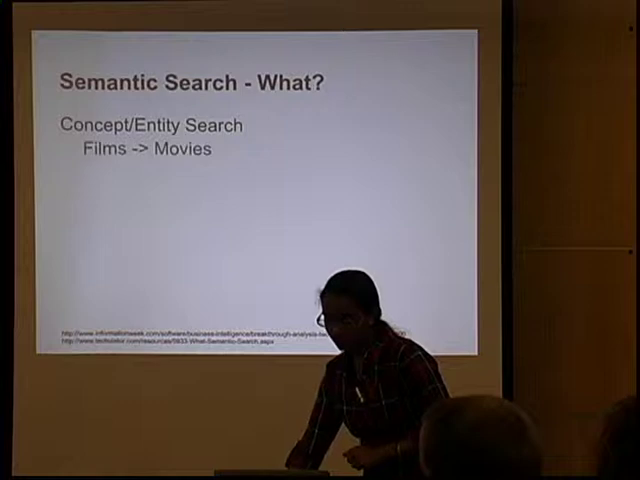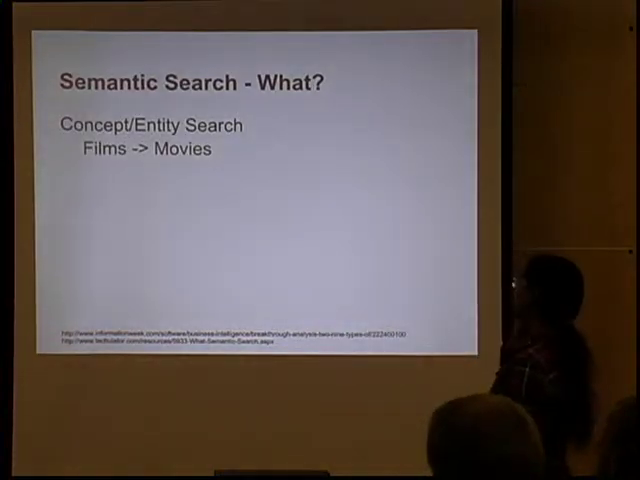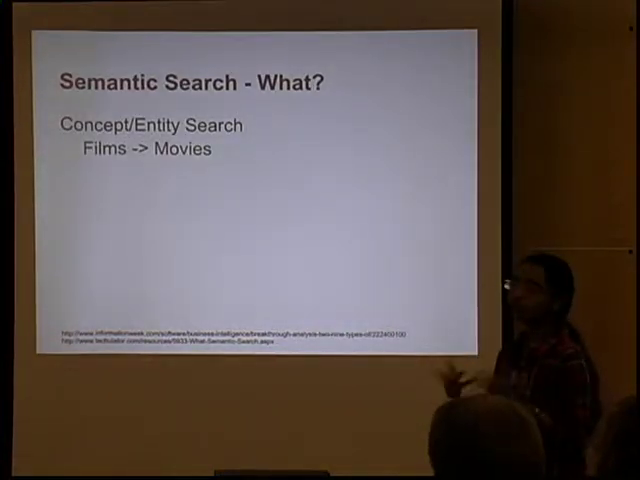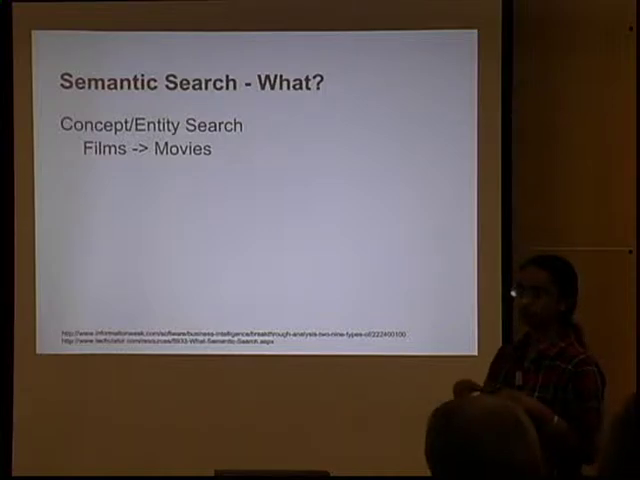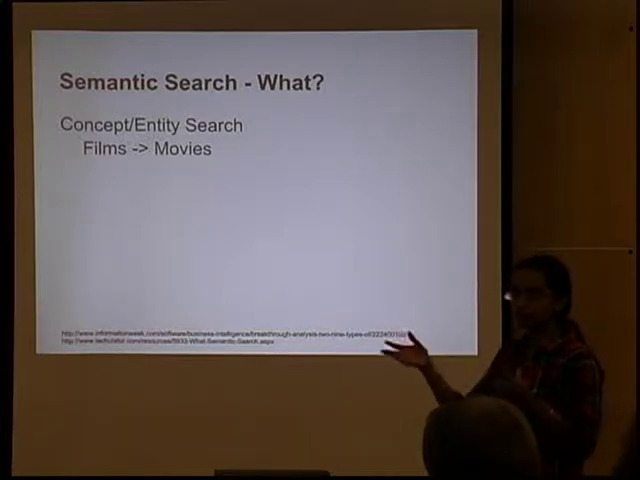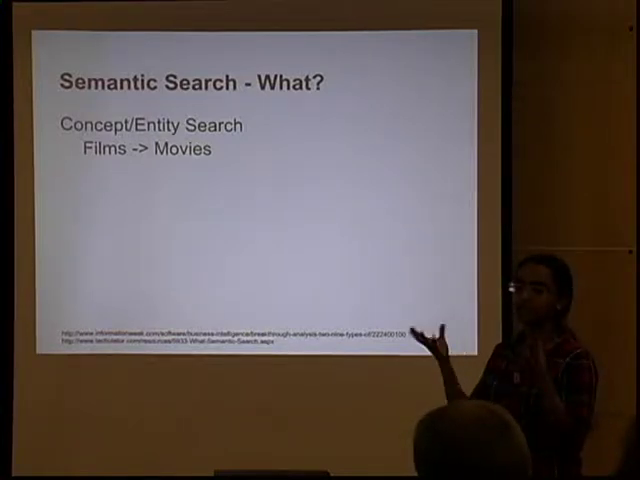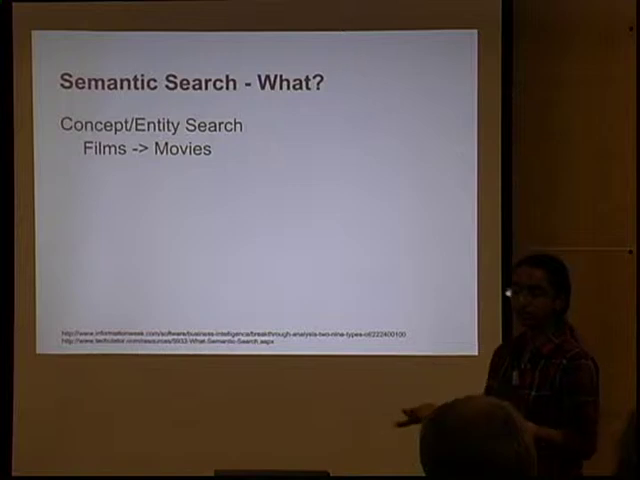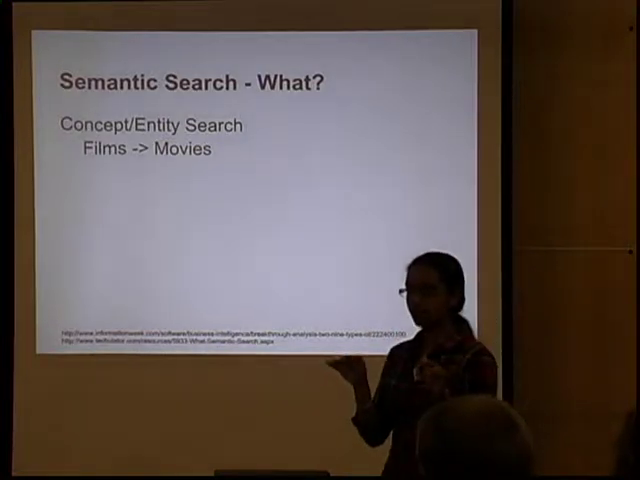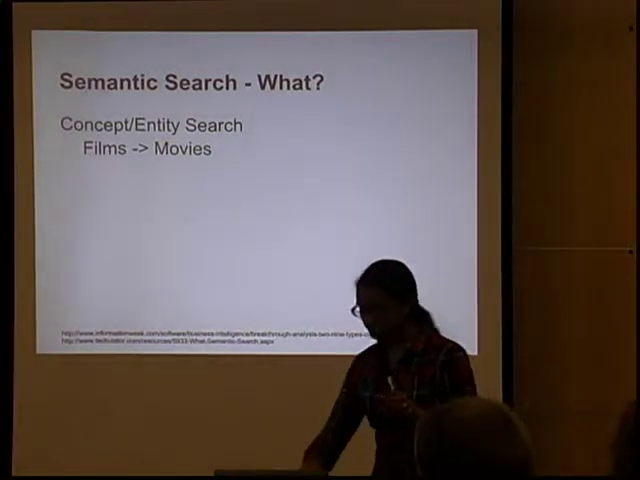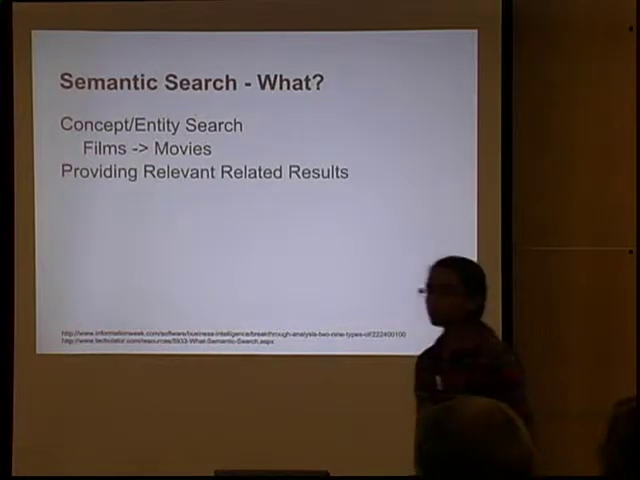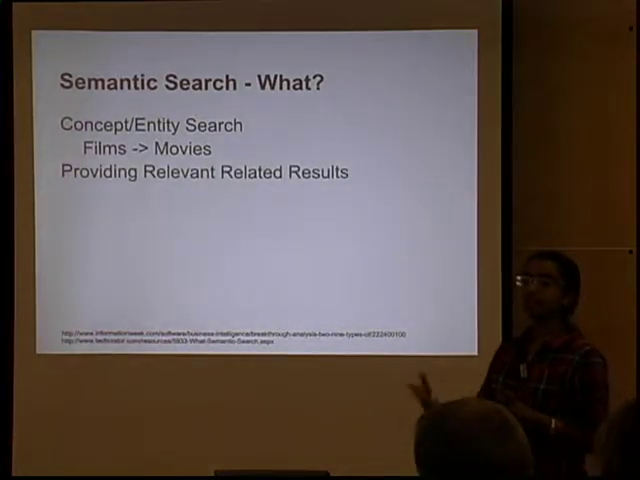So, for the first one, they said that it is the entity search or the concept search. That means when we are searching for a film, we are not only looking for the documents that have film as the keyword, but we want the film. I mean, even if it has the movie, that's fine with me. So I'm looking for the concept. I'm not looking for the keyword anymore. And also providing the relevant related details.